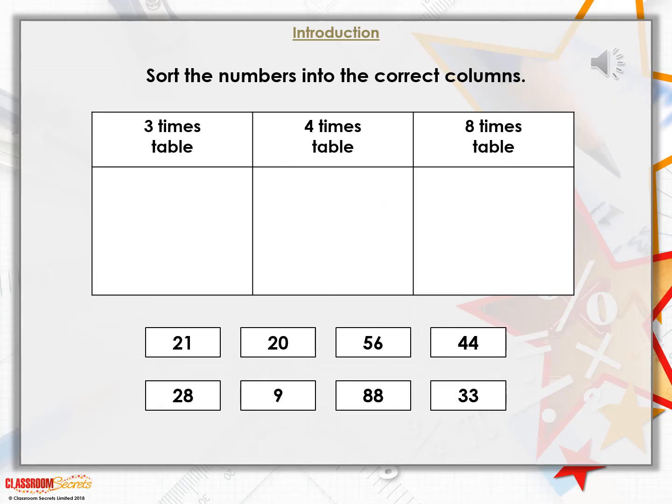Quick recap on the 3, 4 and 8 times tables. You can do this on a piece of paper. So what you've got to do is sort the numbers at the bottom into the correct column. So is the number in the 3 times table, is it in the 4 times table, or is it in the 8 times table?